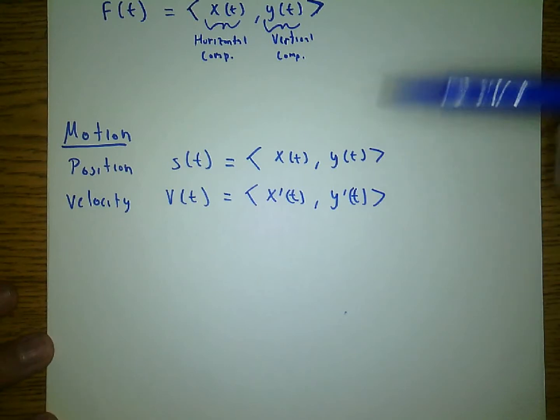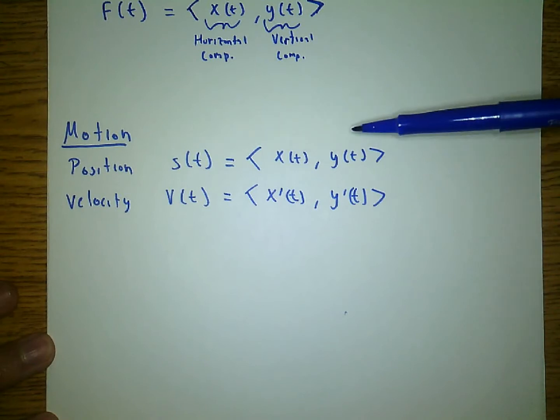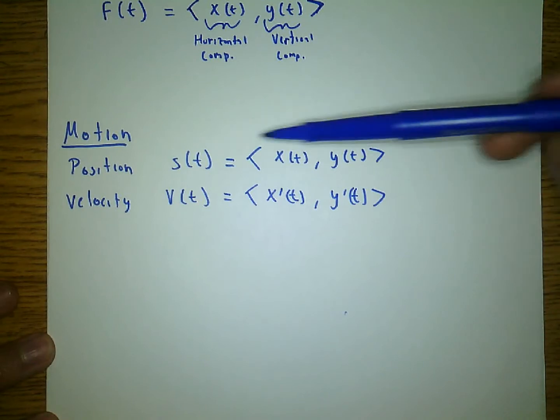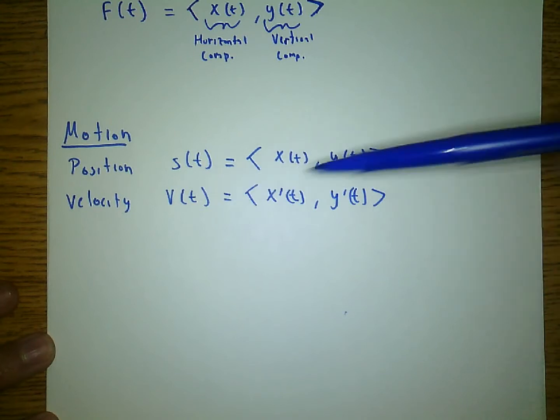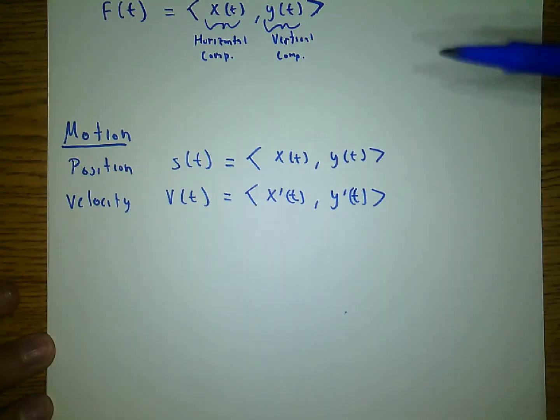Now, you guys do realize then that the position is being represented by a vector, which means it has a magnitude and a direction. And the velocity is also being represented by a vector, which means it has a magnitude and a direction, which are things that you've learned in physics. Is that according to what you've learned so far?